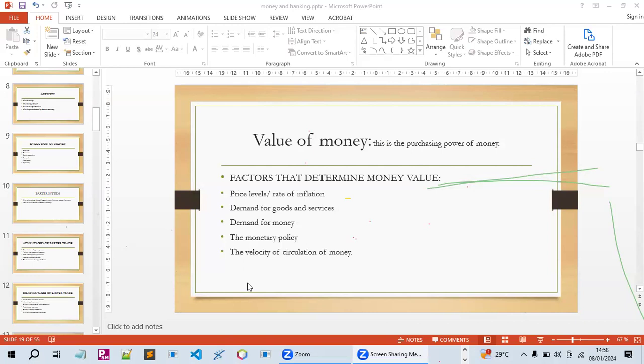If there are any more points you want to add on, you can write in the chat. We can brainstorm some more factors that determine the money value. These are not the only factors. There are more factors.